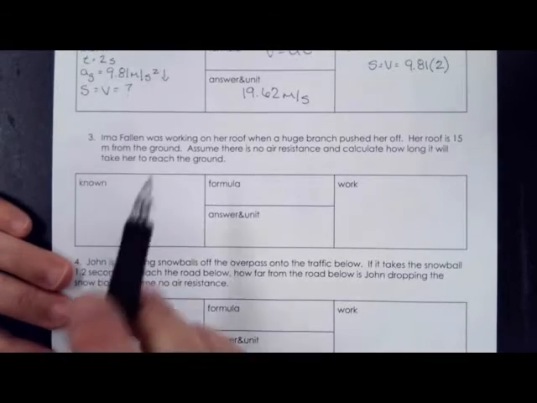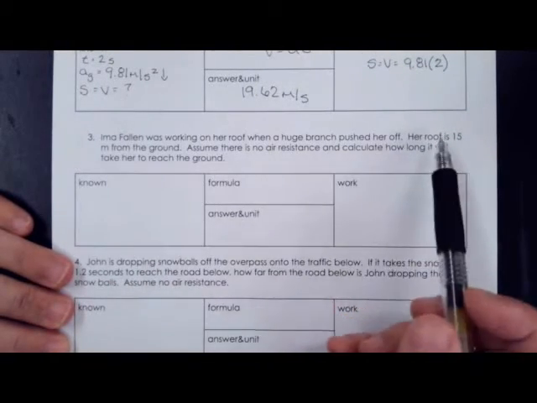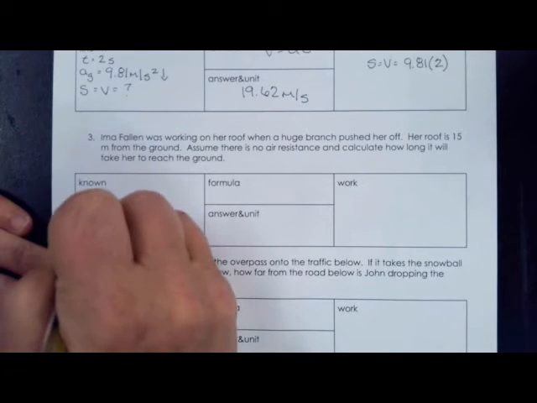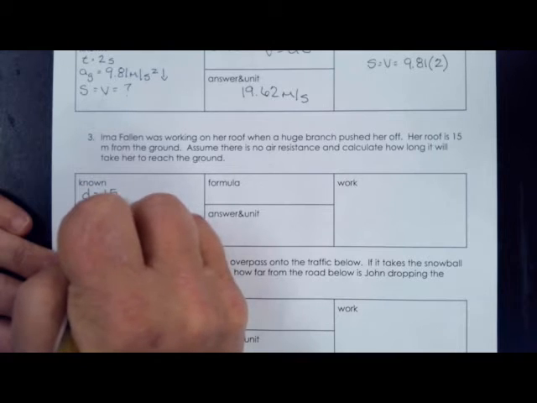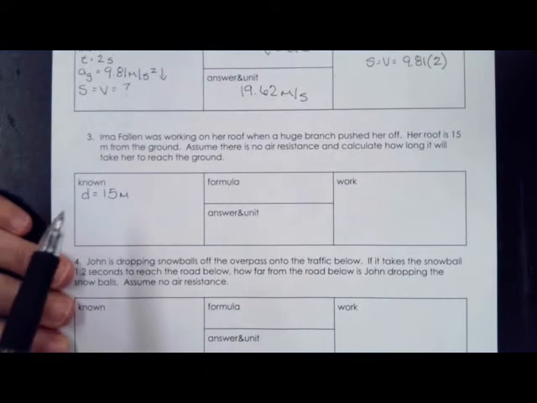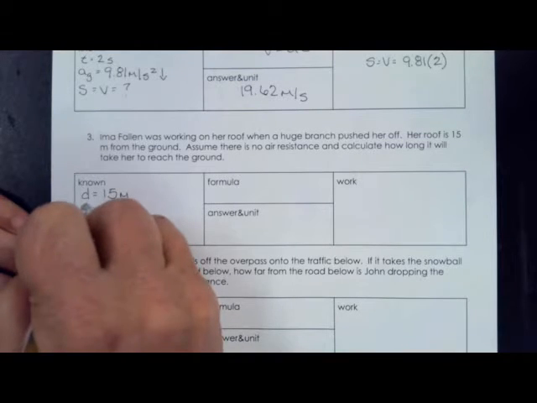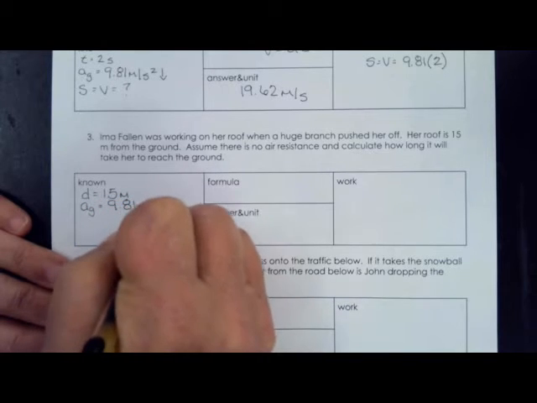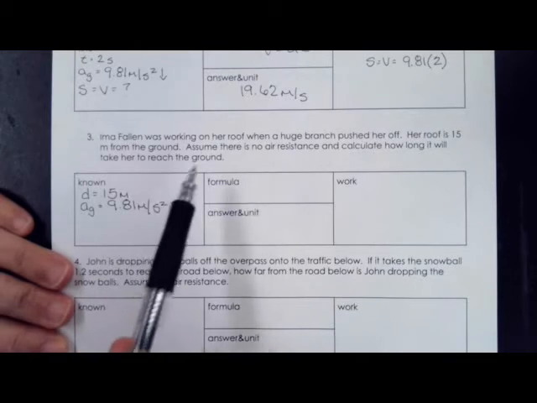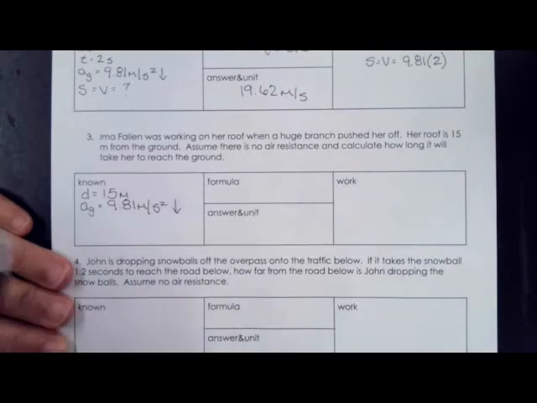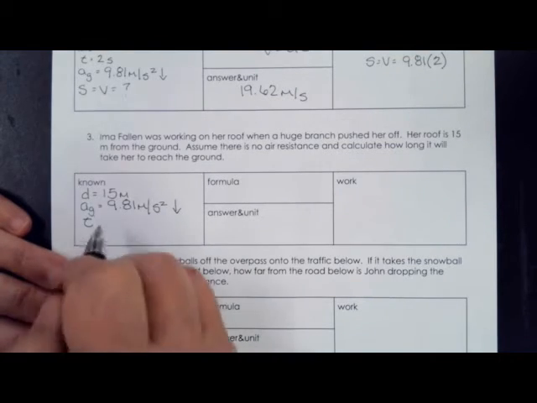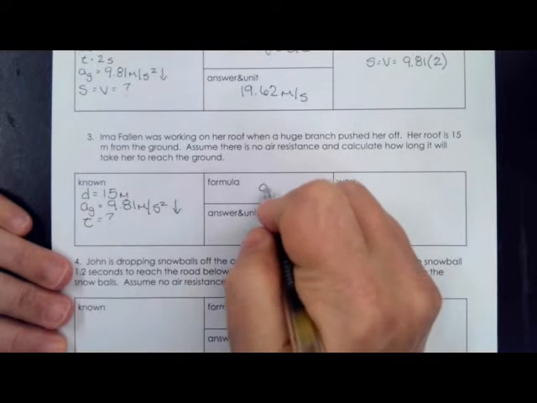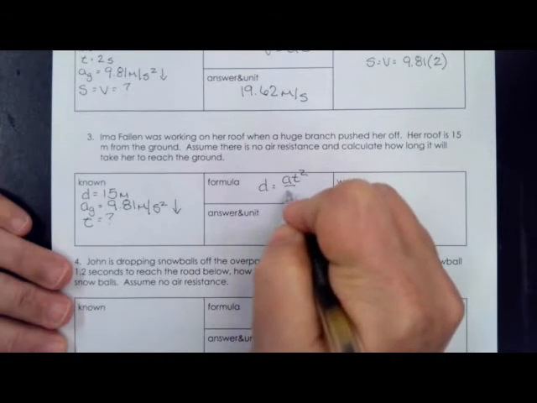So the next one, Ima Fallon was working on a roof when a huge branch pushed her off. The roof is 15 meters from the ground. This is probably the hardest problem on the whole paper, because you're going to have to use the dreaded square root. It'll be okay though. I'm with you. Don't worry. Because somebody is falling, we have acceleration due to gravity is 9.81 meters per second squared down. Assume there's no air resistance. Calculate how long it will take her to reach the ground. So we're really looking for time. Okay, so the formula that has those three things in it is D equals A T squared divided by 2.